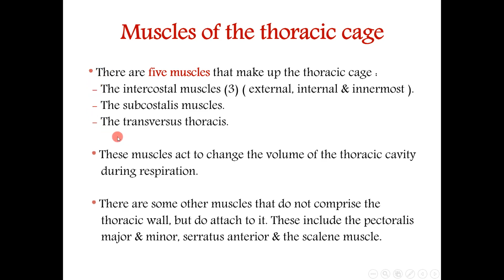Of course, from outside to inside, we have the skin, subcutaneous tissue, fascia, and then come the intercostal muscles, and then we have the subcostalis muscle and transversus thoracis. So these are the five muscles that form the thoracic wall. These muscles act to change the volume of the thoracic cavity during respiration. The direction of the fibers of the external, internal, and innermost is different, not in the same direction.